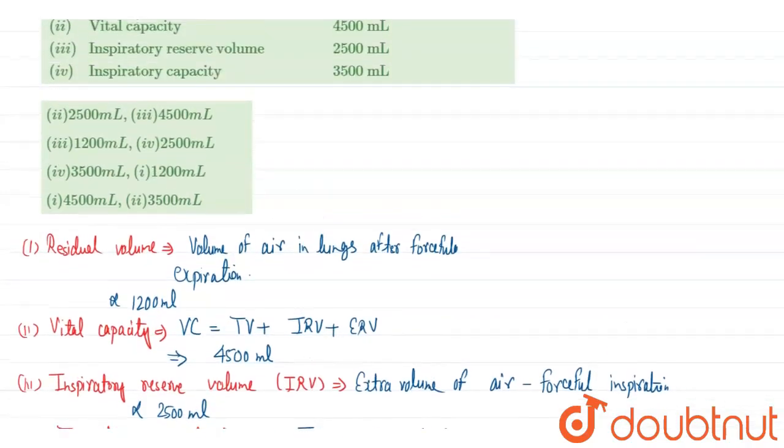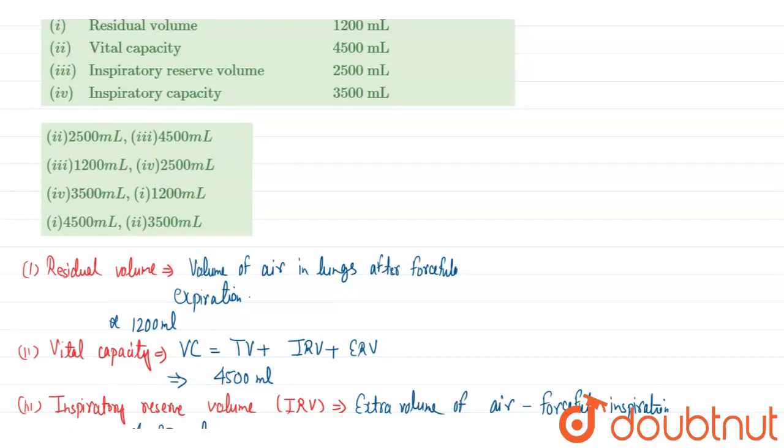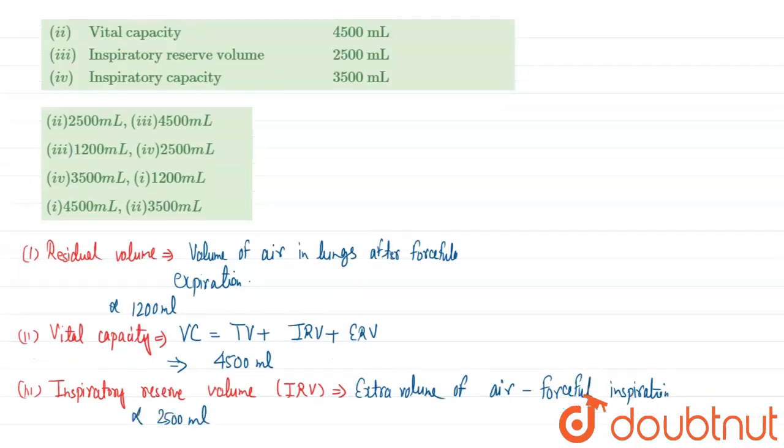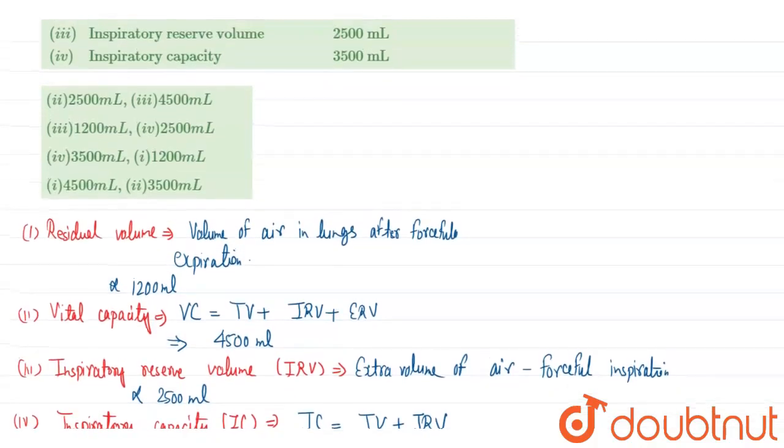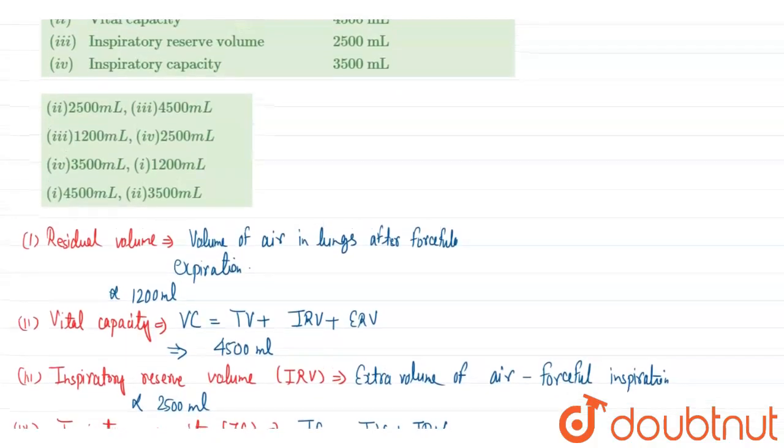So, these are the jumbled values in our question. Our residual volume will be 1200 ml, that means first is 1200 ml. Vital capacity is 4500 ml, that means second is 4500 ml. Our inspiratory reserve volume is 2500 ml, that means third is 2500 ml. And fourth, our inspiratory capacity, is 3500 ml.